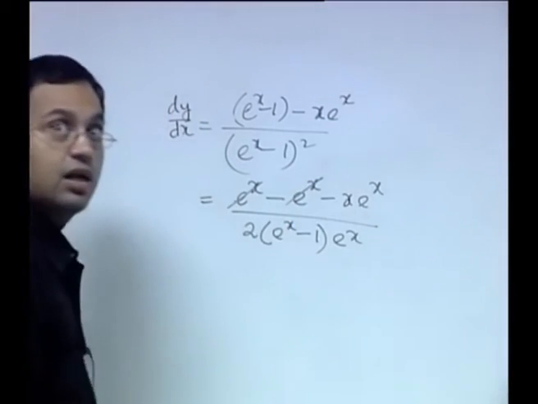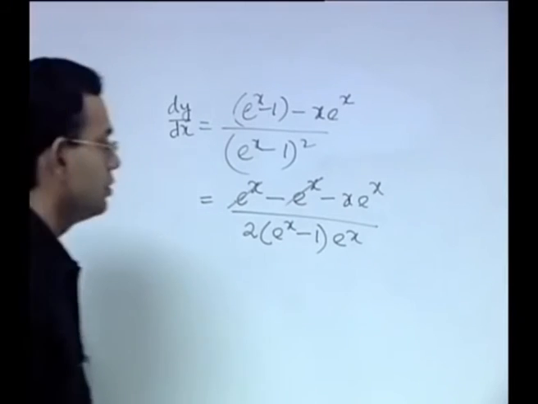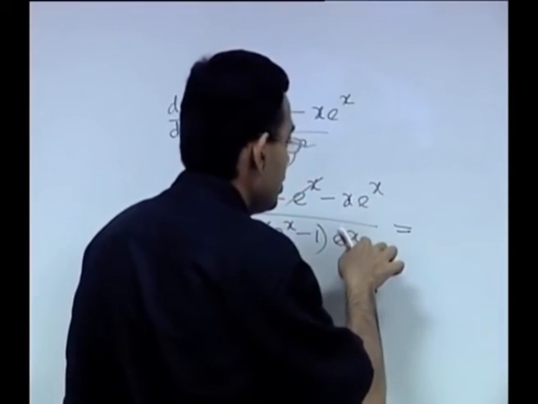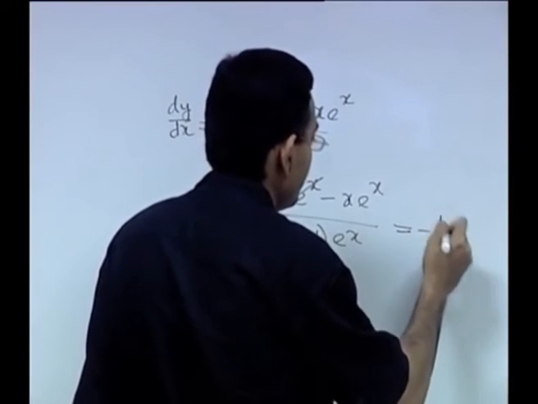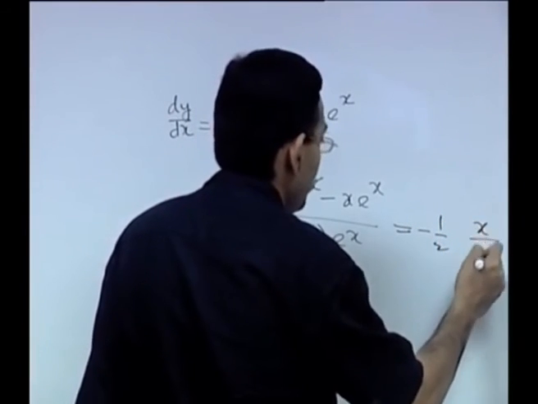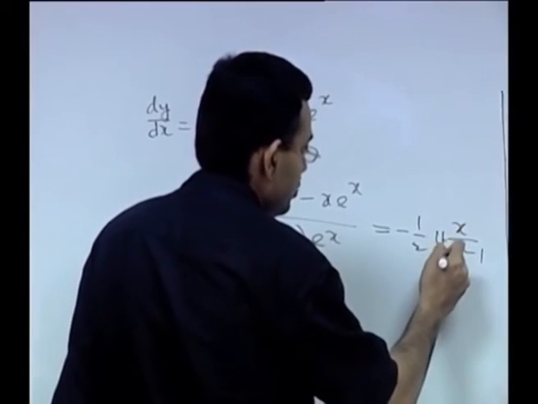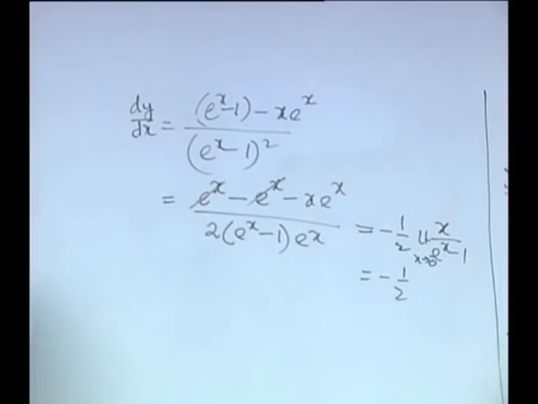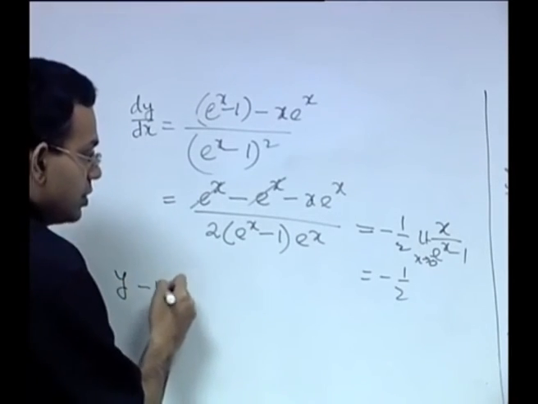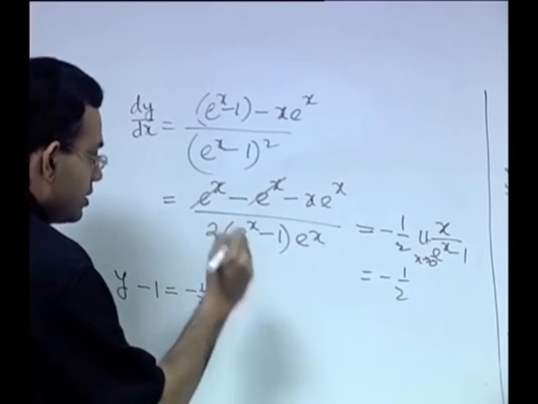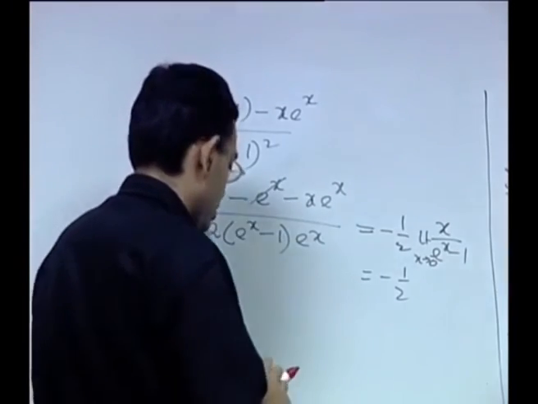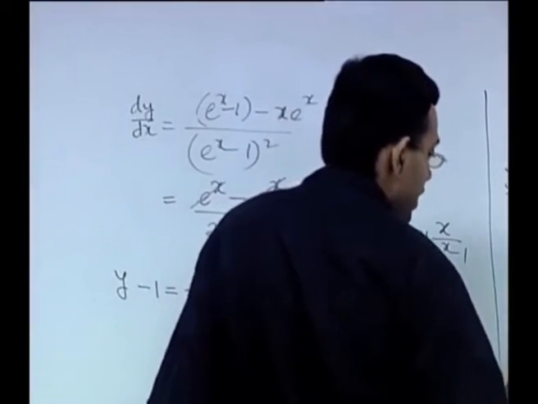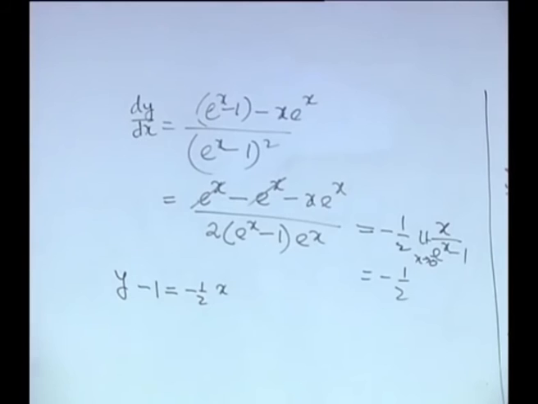So, these two get cancelled out, e^x also gets cancelled out. So, minus half x by (e^x − 1) in the limit as x tends to 0. So, that is equal to minus half. So, y − 1 is equal to minus half x, that is the representation of the tangent to the curve at x equal to 0.